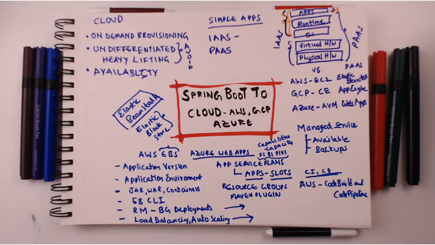We talked about infrastructure as a service, we talked about platform as a service, and we talked about the different platform as a service offerings provided by the different cloud providers. We also talked about the fact that these platform as a service features support blue-green deployments, a variety of deployment strategies, so that you don't have any downtime. They also come with auto scaling and load balancing capabilities. You can also do continuous integration and continuous delivery.